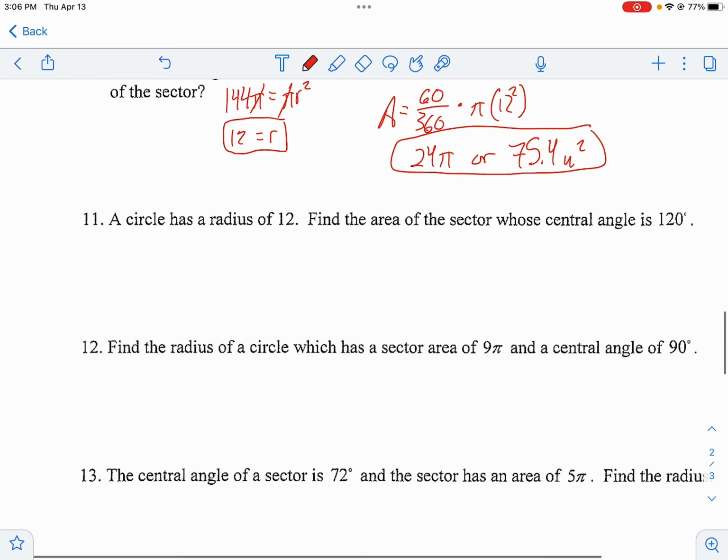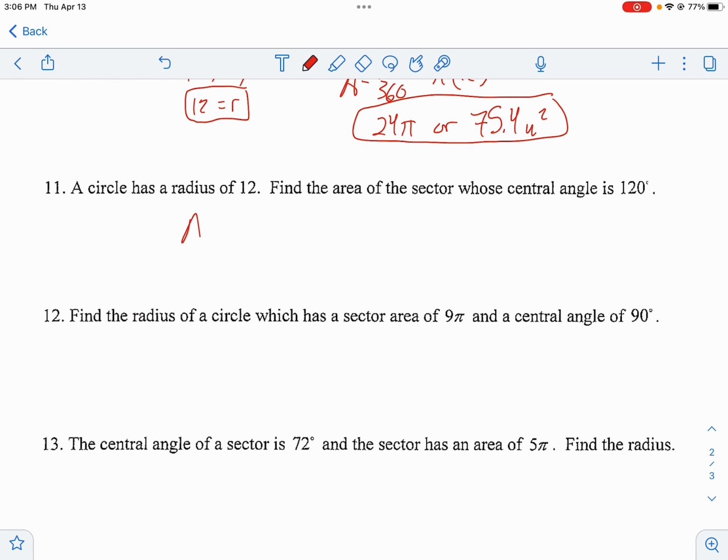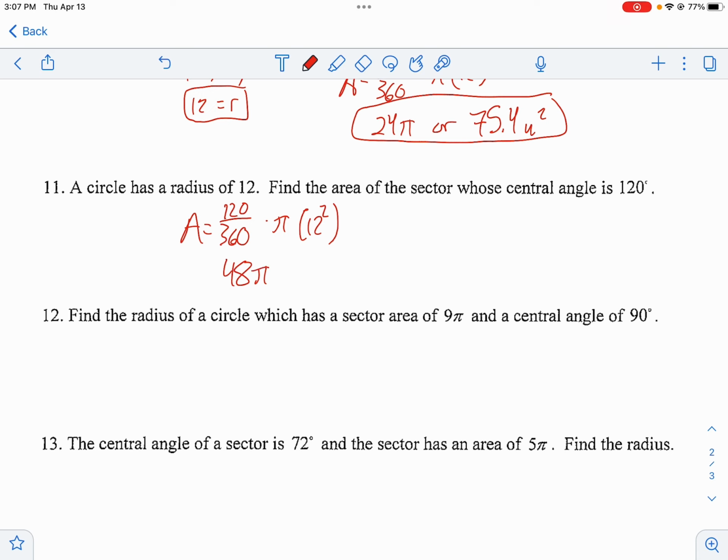Okay, next one. Radius of 12. Find the area of the sector. Central angle is 120. That's easy. 120 over 360 times pi 12 squared. So that's 120 over 360 in your calculator. Multiply that by 144 to get 48 pi. Or multiply that by pi. For the nearest tenth, it would be 150.8, and that's units squared.